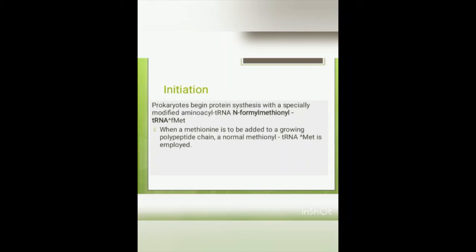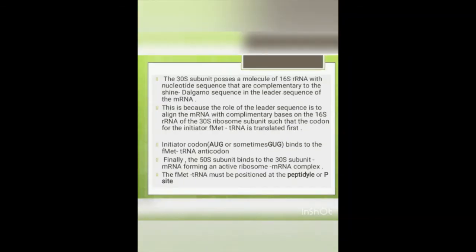Then the 30S subunit possesses a molecule of 16S rRNA with a nucleotide sequence that is complementary to the Shine-Dalgarno sequence in the leader sequence of the mRNA. This is because the role of the leader sequence is to align the mRNA with the complementary bases on the 16S rRNA of the 30S subunit, such that the codon for the initiating fMet-tRNA is translated first.